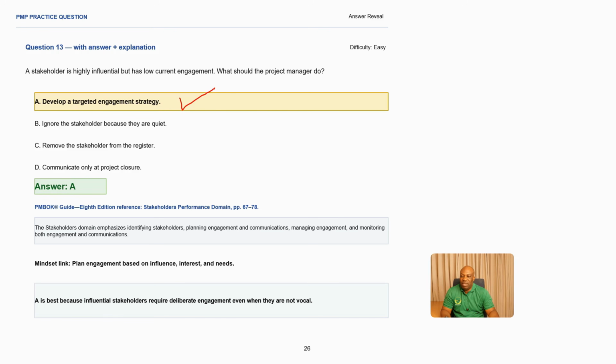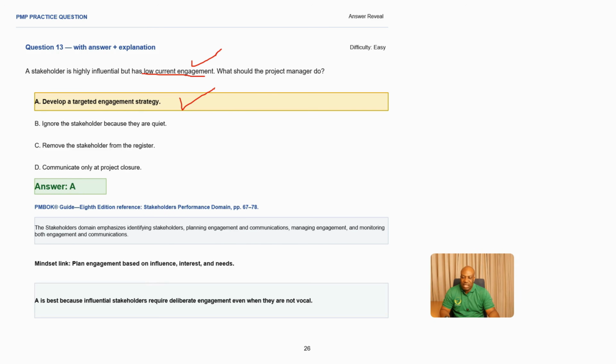So you need to develop a targeted engagement strategy. Why are you targeting? Because this is a very influential stakeholder. It means they have impact. Their decisions or their behavior can make or break the project. So you need to have a targeted engagement with them, since at the moment their current engagement is very low. So you need to target them in terms of engagement.